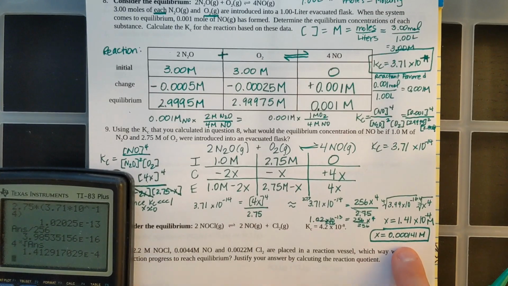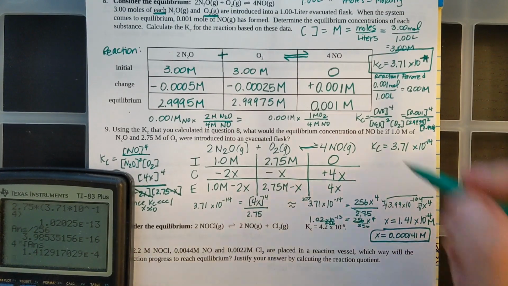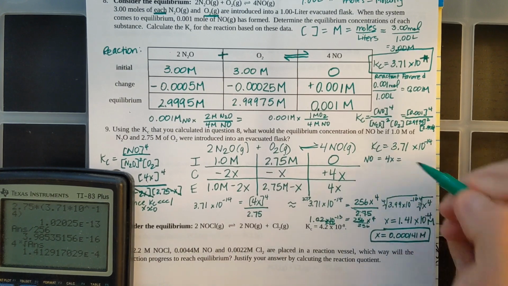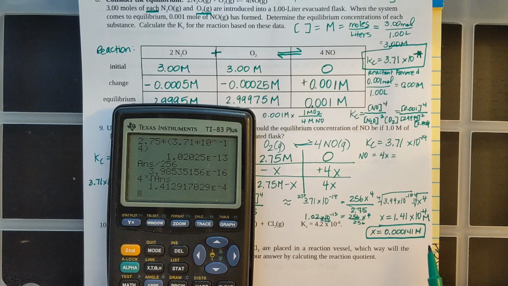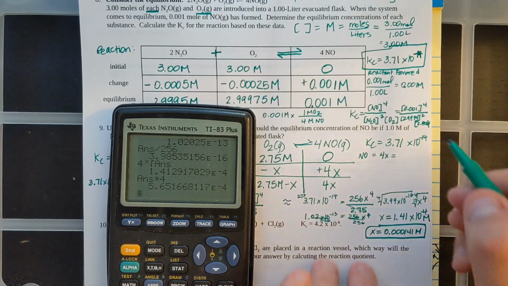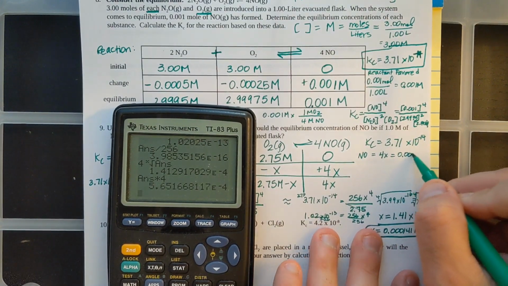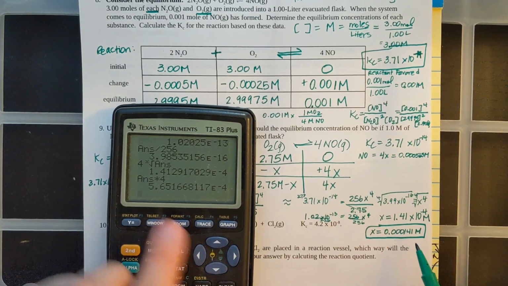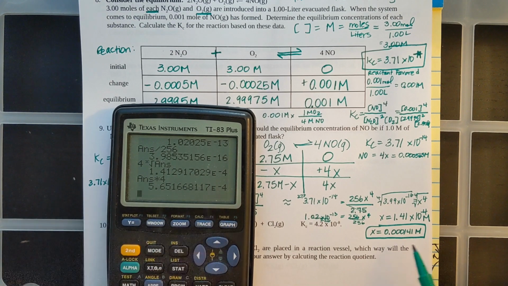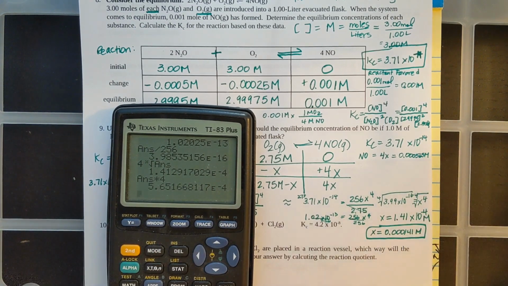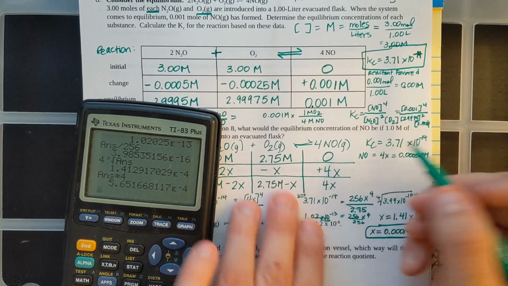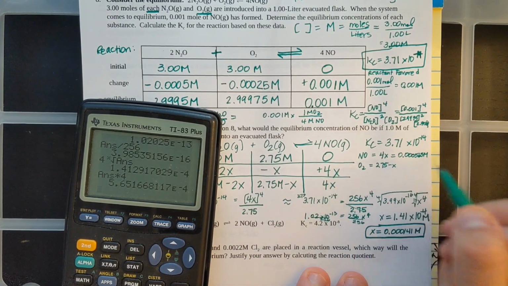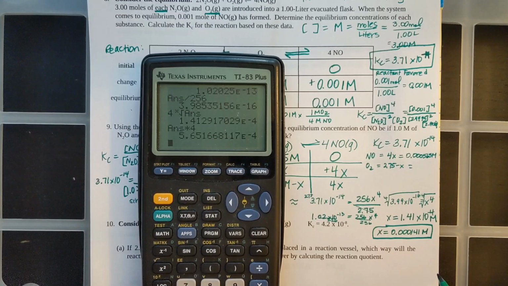All I do is take this value of x and plug it in. So if I want NO, it's going to be 4x, which equals this times 4. So I'm going to multiply this by 4, and I get 0.000565 molar, right? I know it says 5.65 times 10 to the minus fourth, but it's the same thing as saying 0.000565 molar. If I want O2, it's going to be 2.75 minus x, which I'm just going to do the math on the calculator.